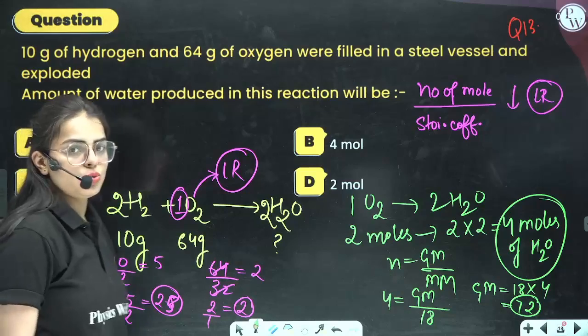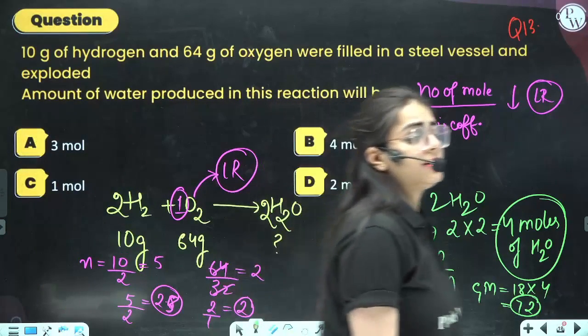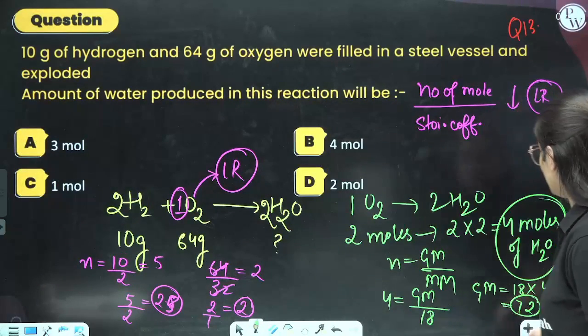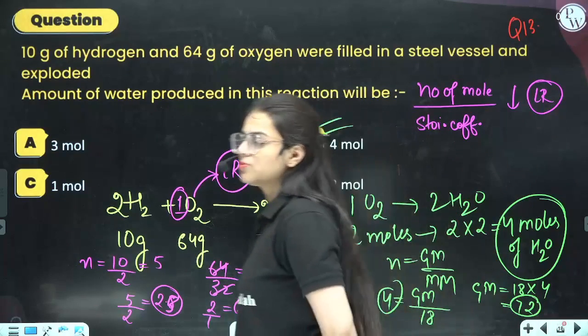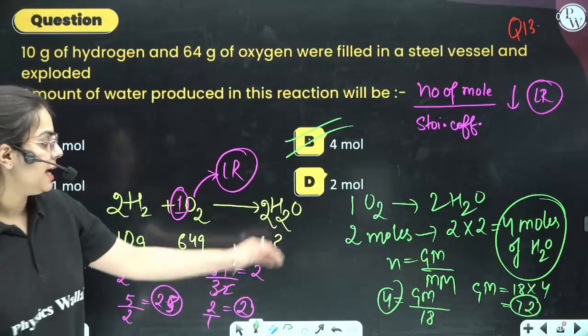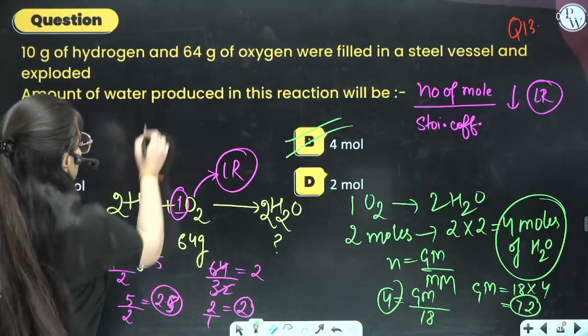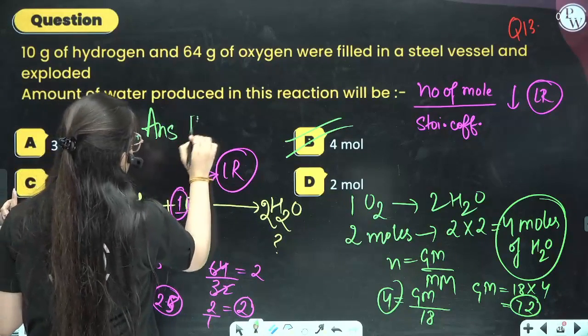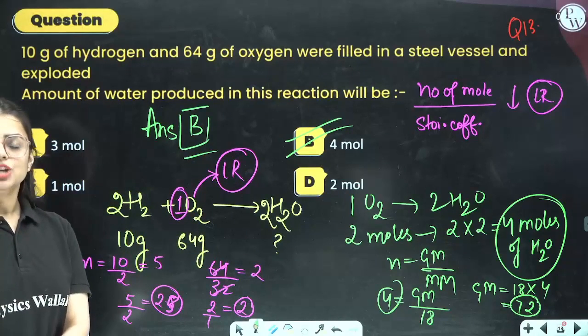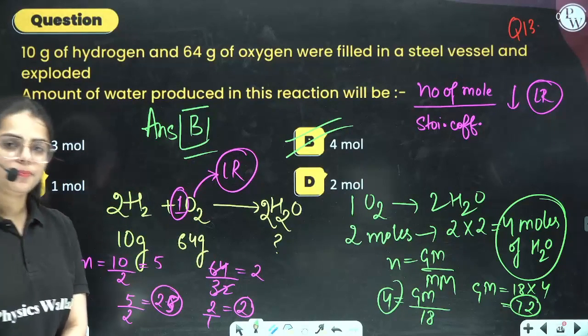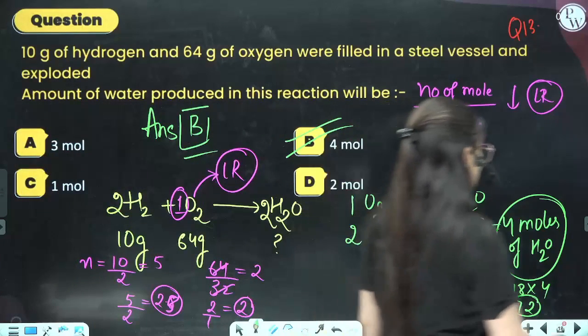Now let us see the question. In this particular question, they're asking in terms of moles. So moles came out to be how many? 4 moles. Answer in terms of moles comes out to be 4 moles. In terms of grams, it comes out to be 72 grams. So our answer comes out to be option number B. Shall we move on to our next question? Yes? Okay.